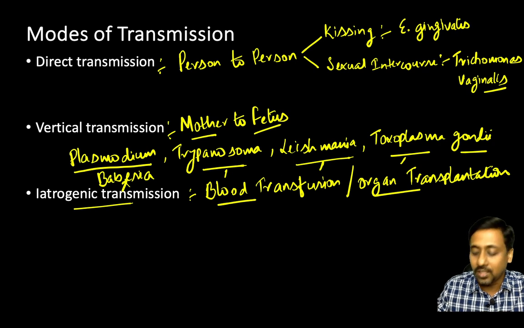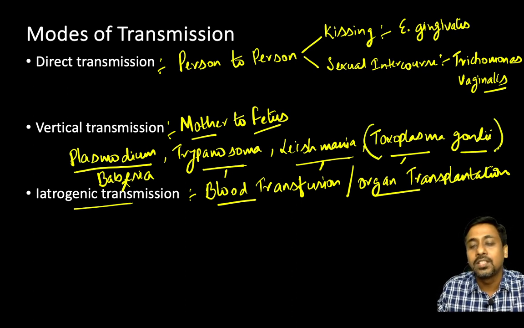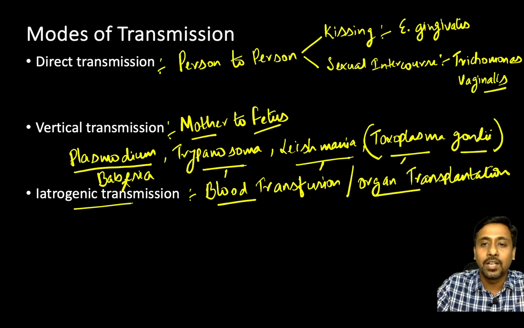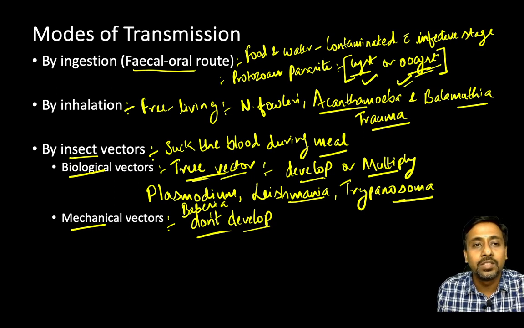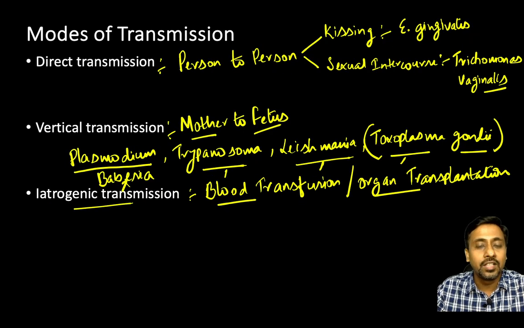But for Toxoplasma gondii, the mode of transmission is basically ingestion, because it contains oocyst as one of the morphological forms. Remember, I told you that if a parasite contains cyst or oocyst in the life cycle, then the usual mode of transmission is through ingestion of food and water contaminated with it. So the usual mode of transmission in the case of Toxoplasma gondii is through ingestion of oocyst. However, it can also be transmitted vertically and iatrogenically.